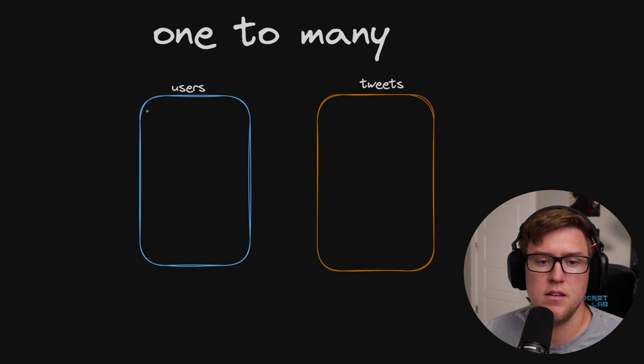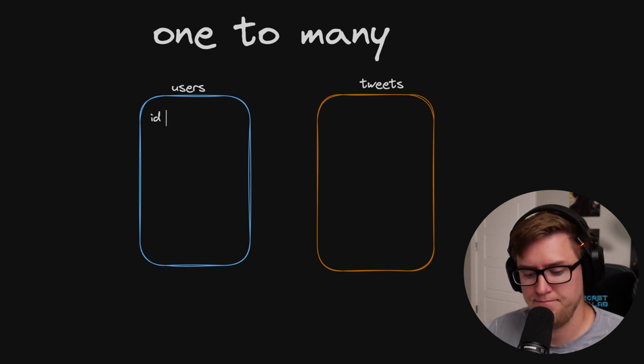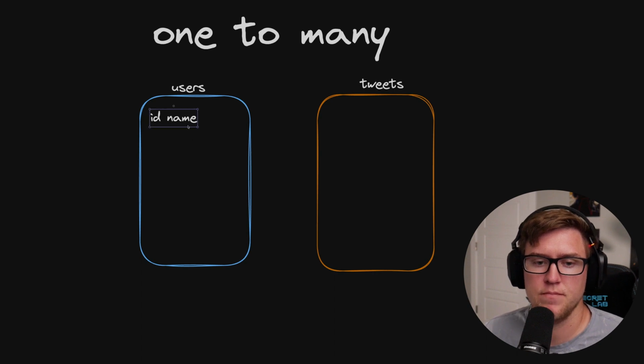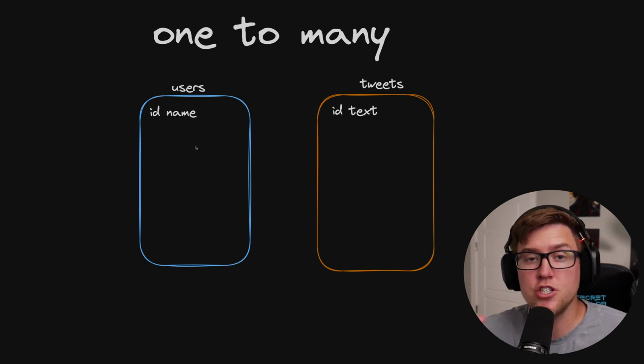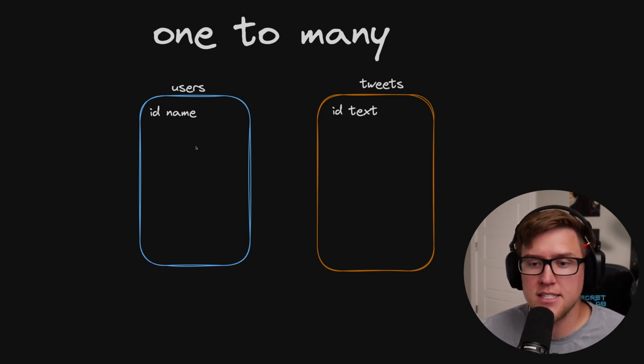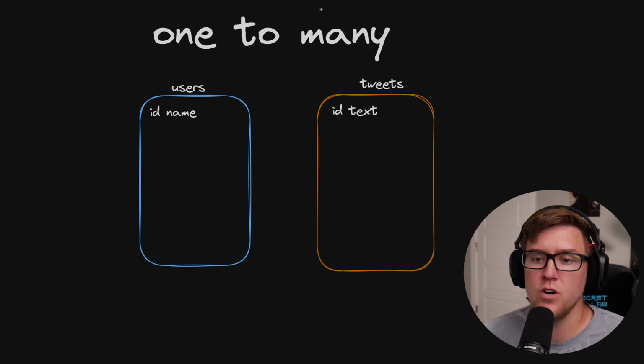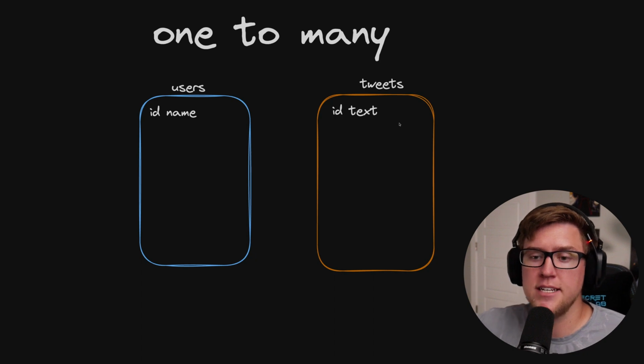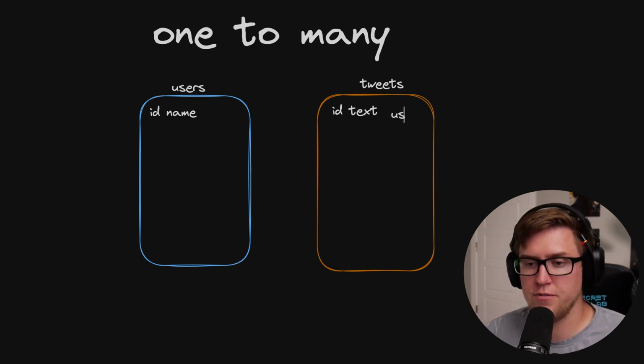Let's say that users have an ID and a name. Seems pretty straightforward. And then tweets will need an ID, some text, and now's the tricky part. We actually need to model the relationship between tweets and users. So keep in mind, a user can have zero or many tweets. When this is the case, the easiest thing to do is to put a foreign key ID on the entity that is the many. So in this case, the tweets should reference the users. So tweets need a user ID.